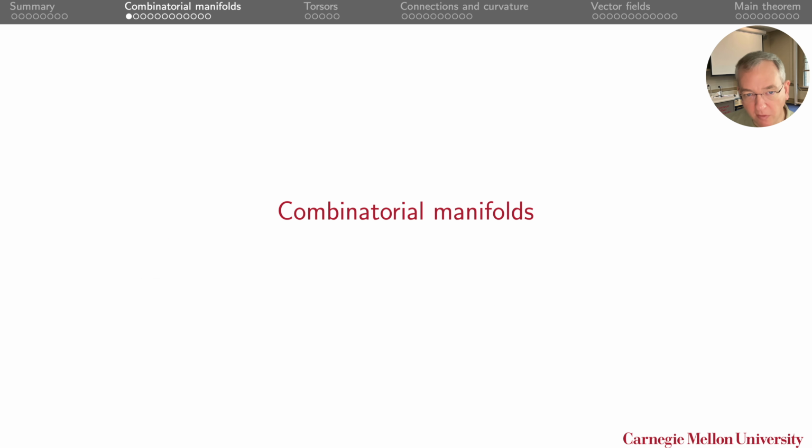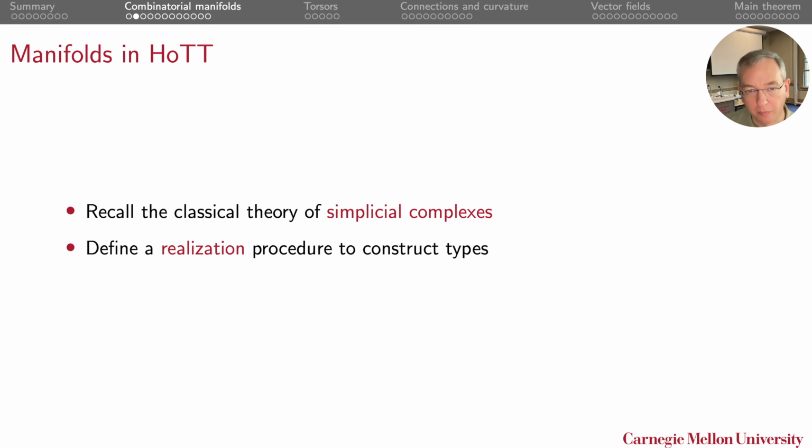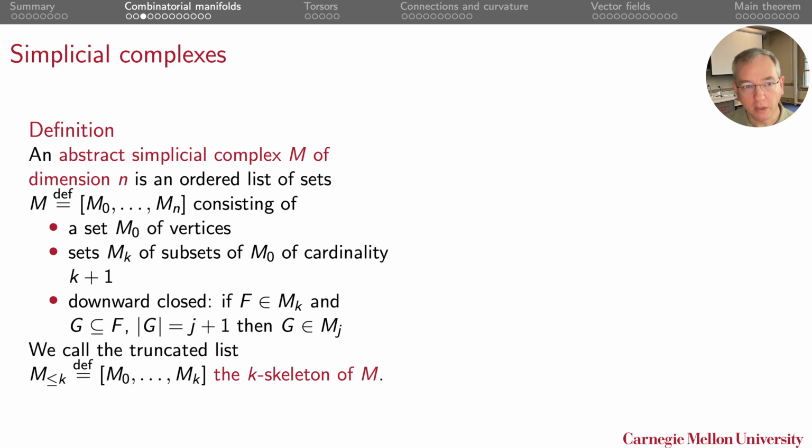So here's our class of manifold objects. They are combinatorial manifolds. So the idea is we'll use the classical theory of simplicial complexes, including just them living in the type of sets, and we'll define a realization procedure in homotopy type theory to construct actual higher types out of those. So recall the classical definition of a simplicial complex.